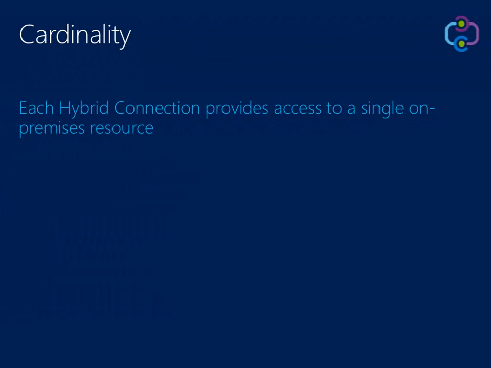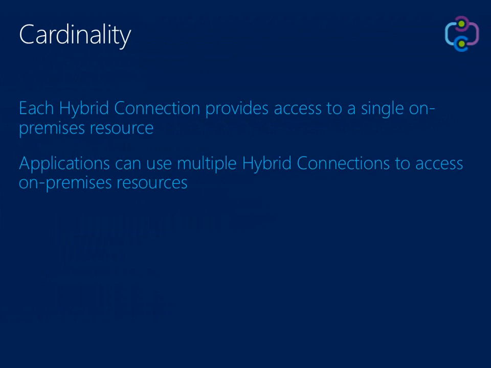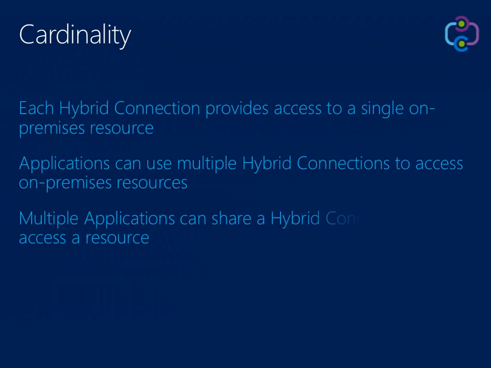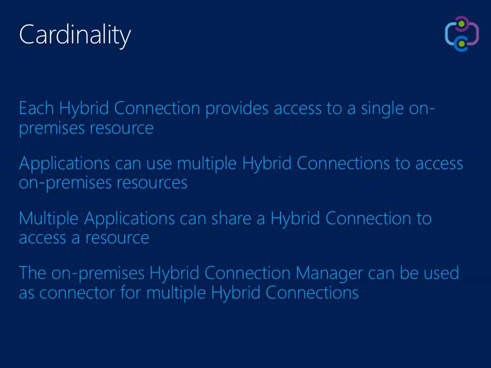There is a lot of flexibility provided by the many-to-many cardinality offered by hybrid connections. For example, your Azure application can use several different hybrid connections to access multiple resources within your network. Likewise, multiple applications can share the same hybrid connection to access the same resource. Finally, the connection manager can host multiple hybrid connections to various resources.